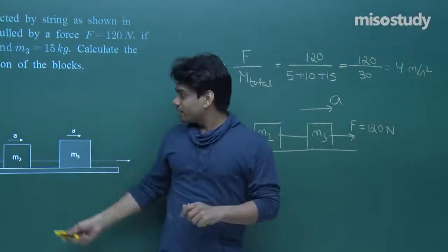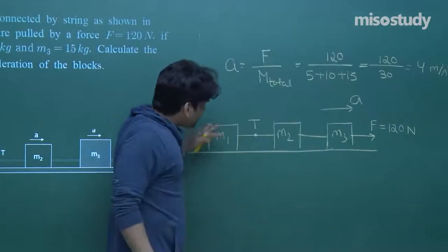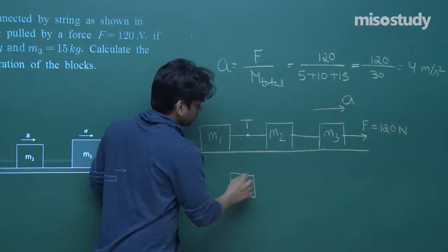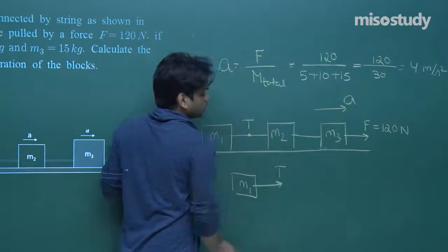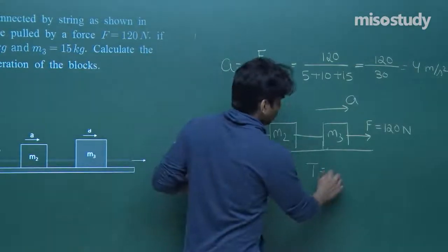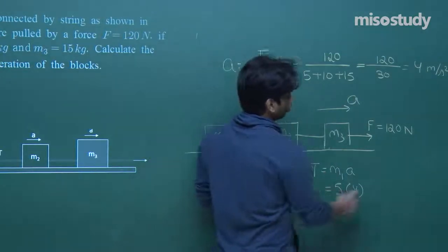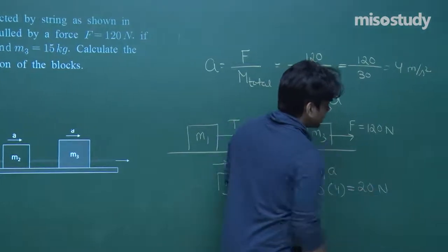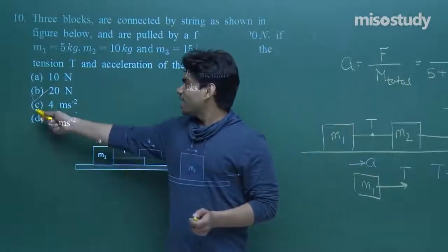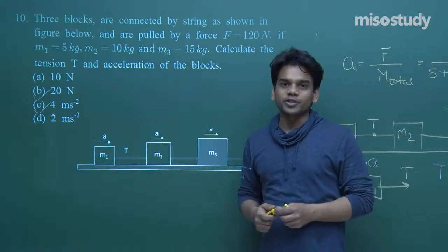Next thing, we also need to evaluate the tension T in this string. So the tension T, let me mark here as T. This mass is moving with some acceleration, that is 4 meter per square second. So if I draw the diagram of M1, that is equal to 5 kg, tension T is pulling it here. The acceleration A we have evaluated, that is 4. So T will be equal to M1 into A, so 5 into 4. That turns out to be 20 Newton. Tension is 20 Newton, acceleration is 4. Let's check the answer. 20 Newton is the tension, acceleration is 4 meter per square second. B and C are the right answer for this question.